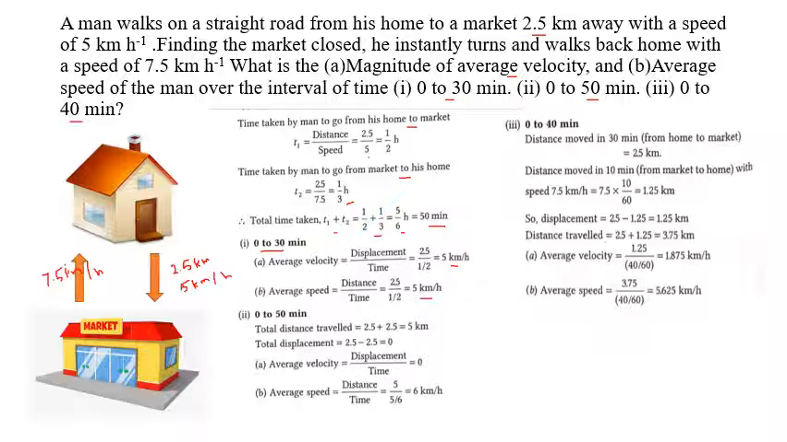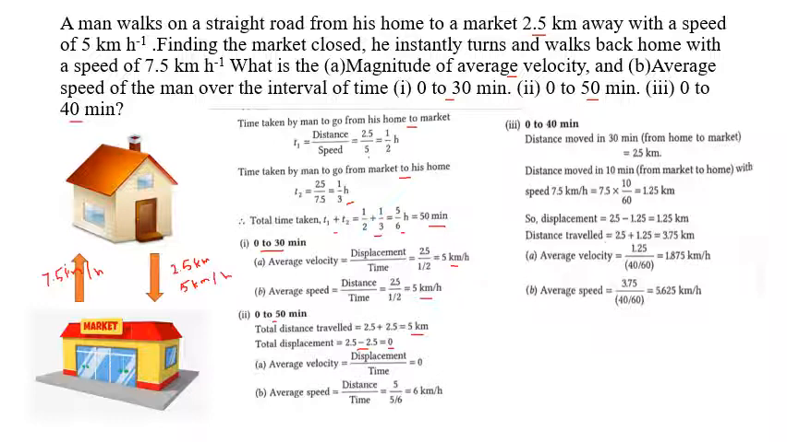And in the case of 0 to 50 minutes, what is the total distance traveled? So 2.5 plus 2.5 is 5 kilometer. So this is the total distance. Then what will be the total displacement? Okay, so displacement will be 0, isn't it? So this is the difference between distance and displacement.